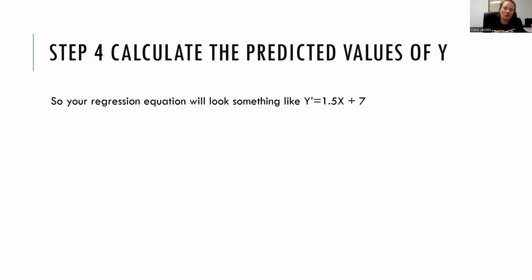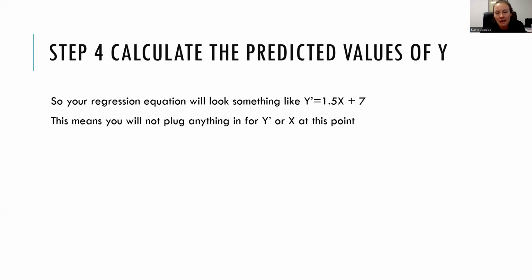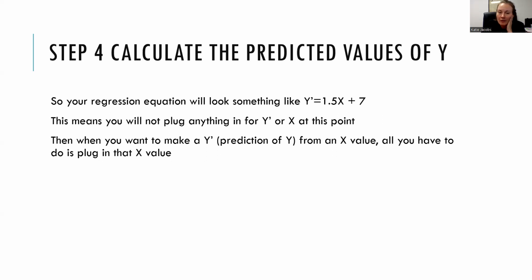Okay, so your regression equation would look something like this: y prime equals 1.5x plus 7. This means you will not plug in anything for y prime or x at this point. You just get the regression equation first. Then when you want to make a prediction of y or y prime from an x value, all you have to do is plug in that x. So if x is 10, you could find really quickly that 1.5 times 10 is 15, plus 7 is 22. So if our x value is 10, our predicted value of y would be 22 with this formula.